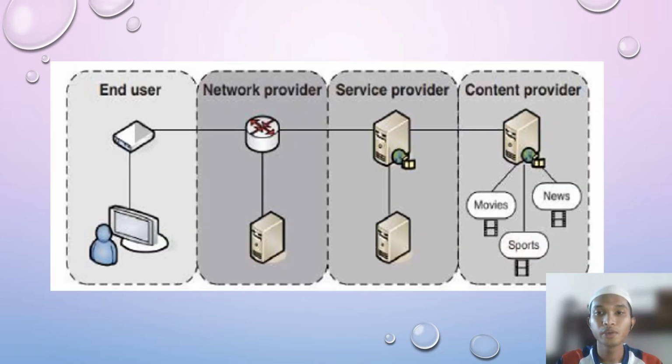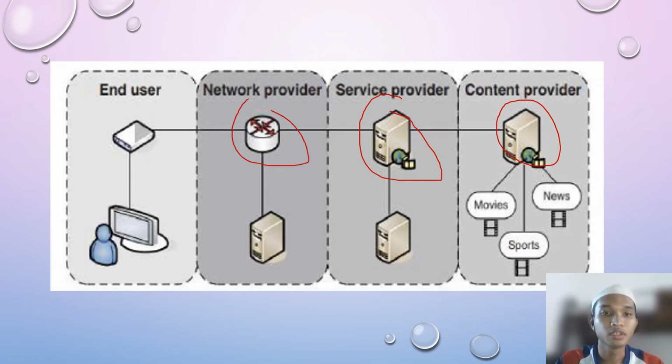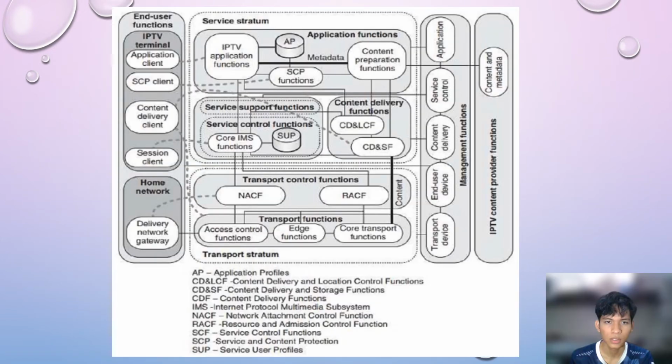From this picture, we can see this is the content provider, and then it goes to the service provider and network provider. So the customer will see it at home or everywhere. They will supply movies, news and sport. So all the data will be transferred by steps, that is the service, the network and the user. This is the architecture of the IPTV.